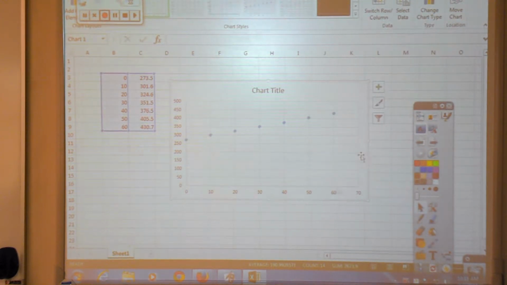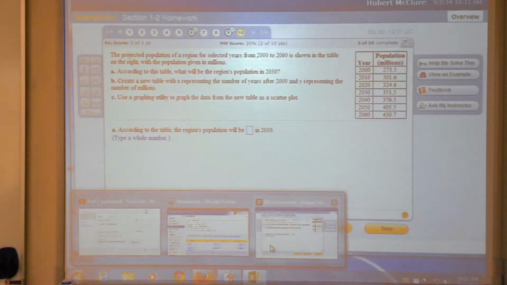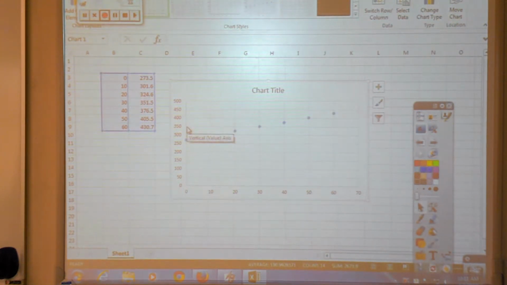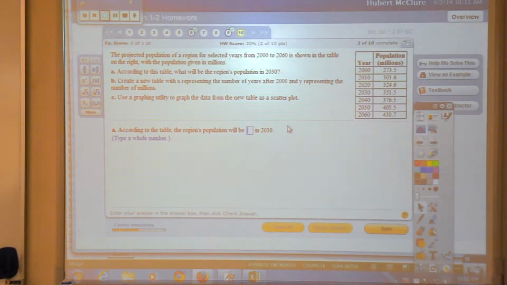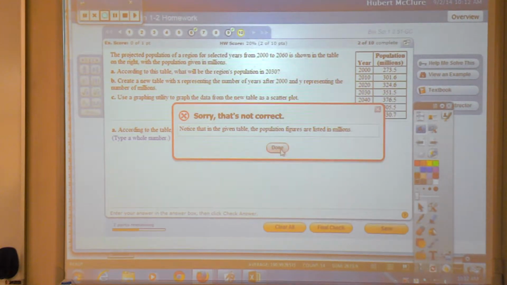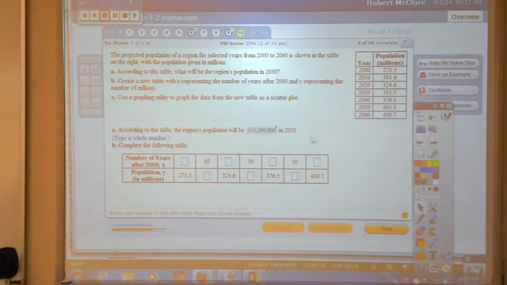Let's see what the question's asking again. The question says, according to the table, the region's population will be what in 2030? 351.5. I'm not writing it in millions, I'm sorry. And then they're telling you to fill out the chart here. This will be 0. This will be 20, 30, 40, 50, and 60. And 10 would be 301.6. 30 would be 351.5. And 50 would be 405.5.